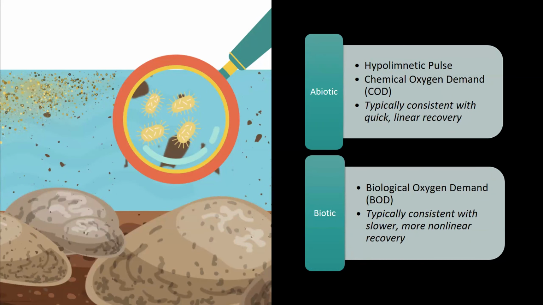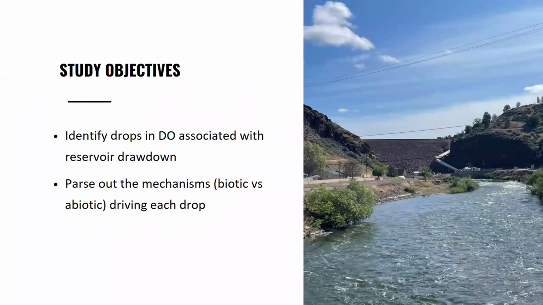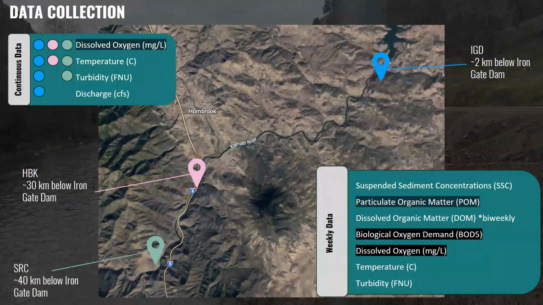So what my team set out to do was identify any drops in DO associated with reservoir drawdown, and then parse out whether these mechanisms were driven by biotic processes or abiotic processes. I want to add a disclaimer here that we just finished data collection a couple of weeks ago. So I'm just going to show you some super preliminary stuff.